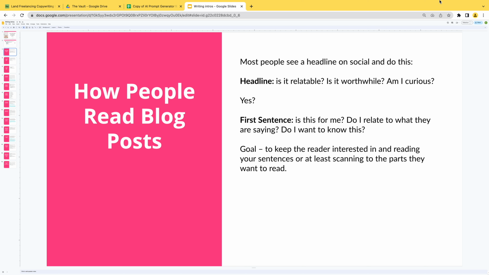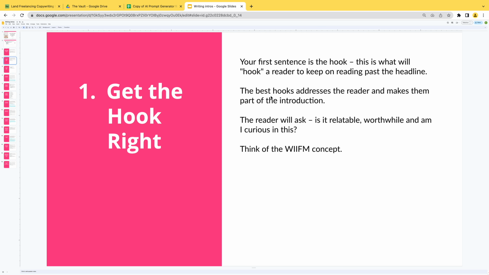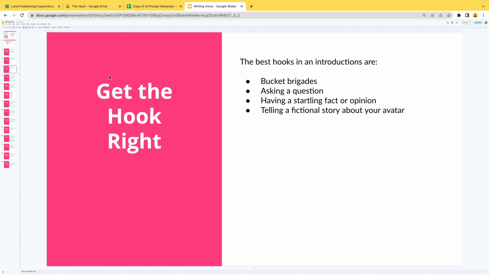This is important when you're writing your introductions. It's that whole idea, I go in the next slide here, of the WIIFM concept, which is what's in it for me. That's what the reader is always constantly thinking when they see a blog post or something on social media. So that first sentence is the hook. This is what will hook a reader to keep on reading past the headline. And the best hooks address the reader and make them part of the introduction. And again, the reader is always asking, is this relatable, worthwhile? Am I curious about this? If they answer yes, then they'll keep on reading. So let's get the hook right.